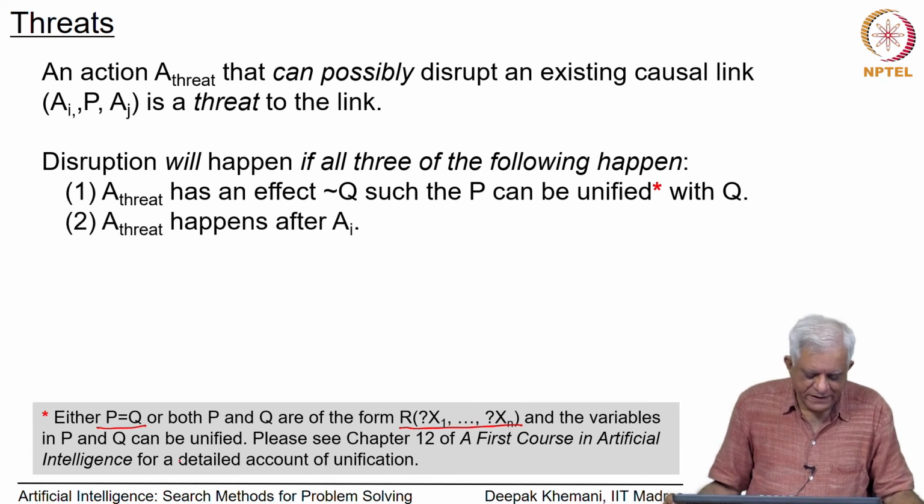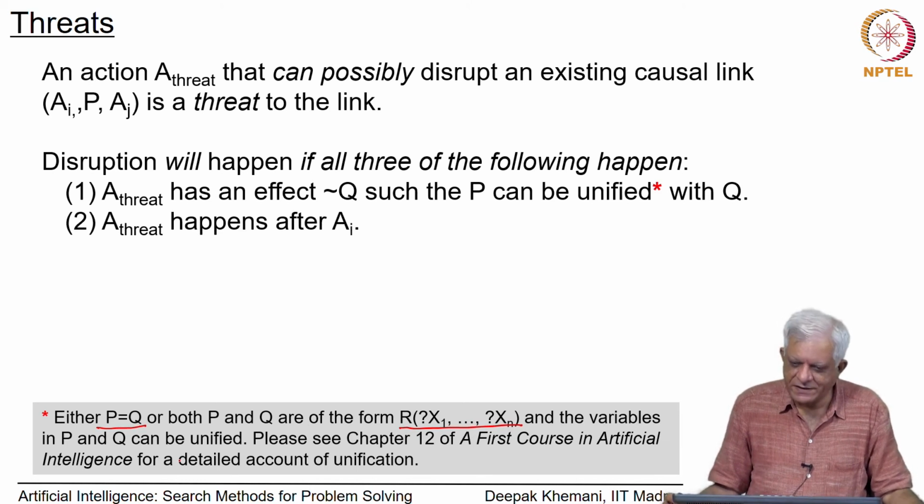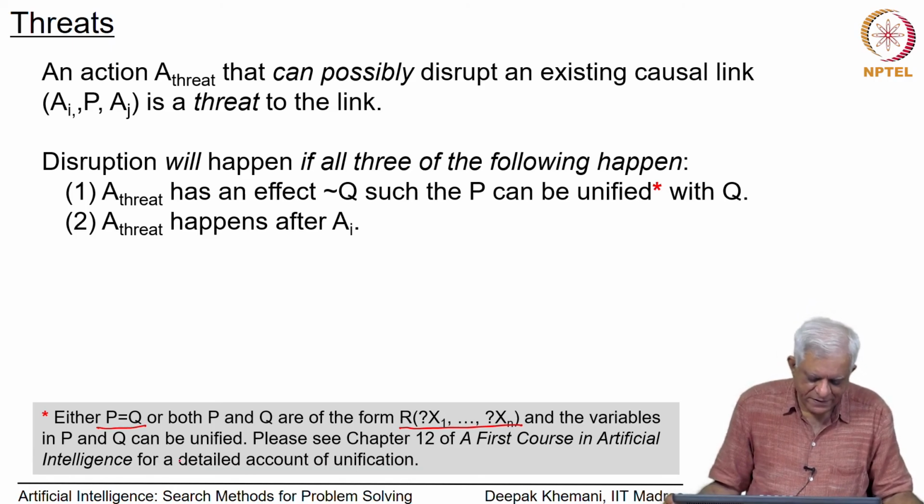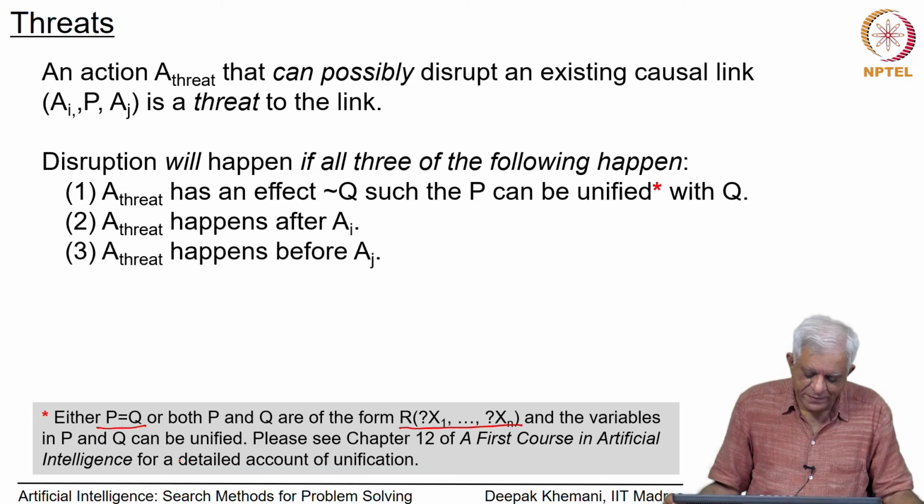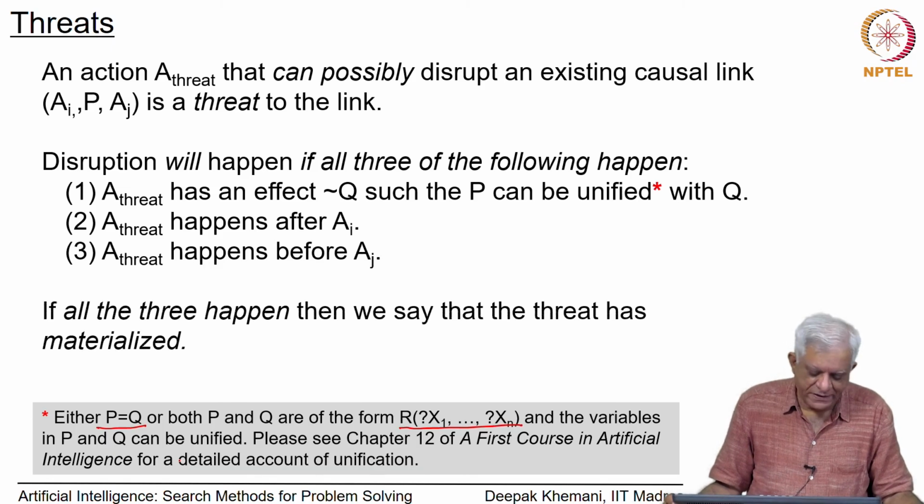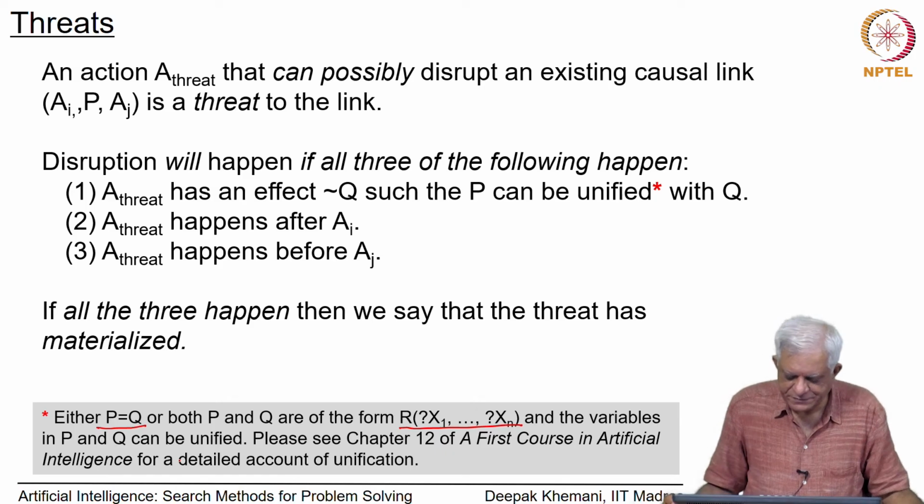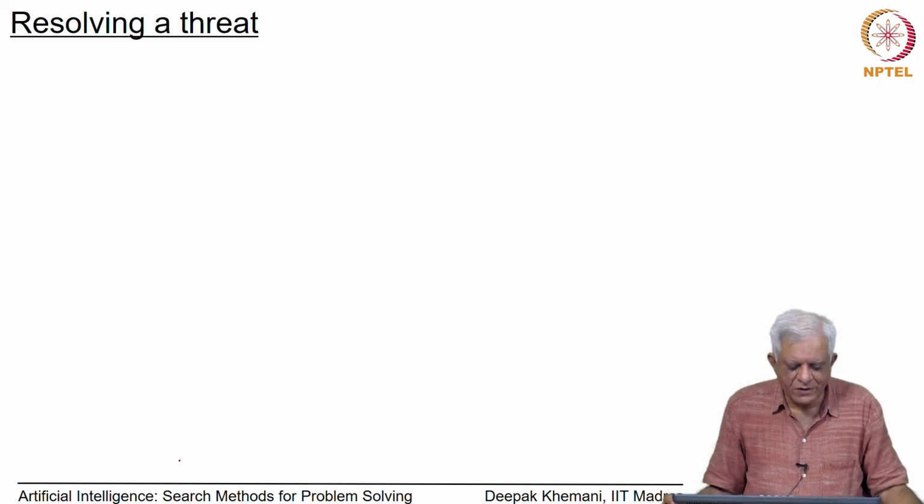As we said, A threat happens after AI produces P, A threat deletes it, and A threat happens before AJ. So, A threat has deleted P and it is no longer available for AJ to consume, and then we say that the threat is materialized essentially. How do we resolve a threat?